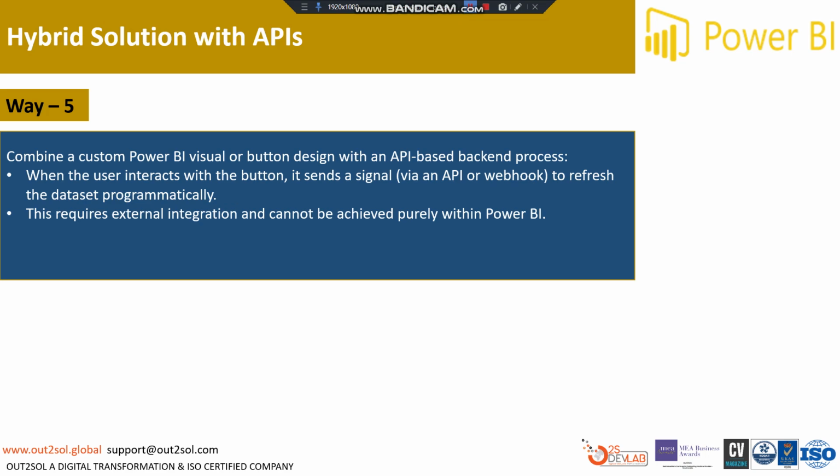The fifth way is a hybrid solution with APIs, where you combine the Power BI visual or button design with an API-based backend process that depends upon two steps. The first is the user interface with the button, which sends a signal via API or webhook to refresh the dataset programmatically. The second is external integration, which is required and cannot be achieved purely within Power BI.